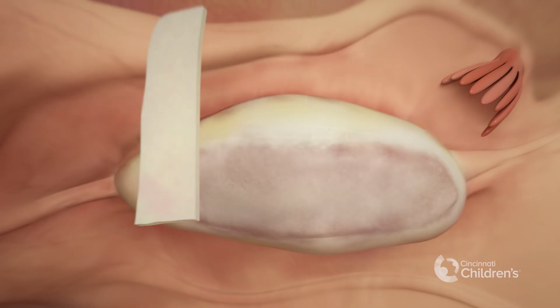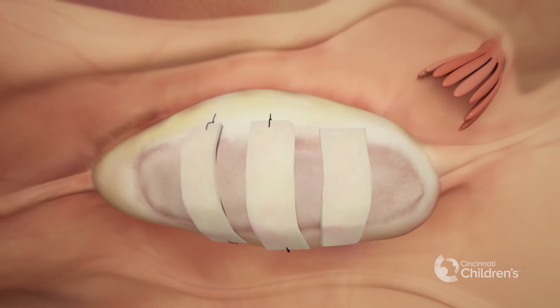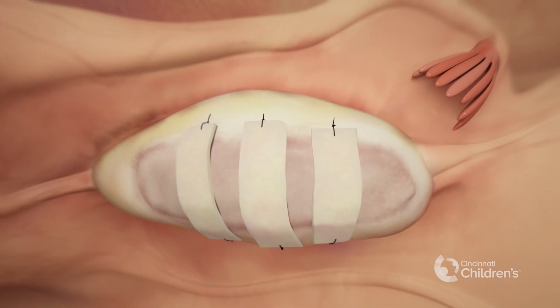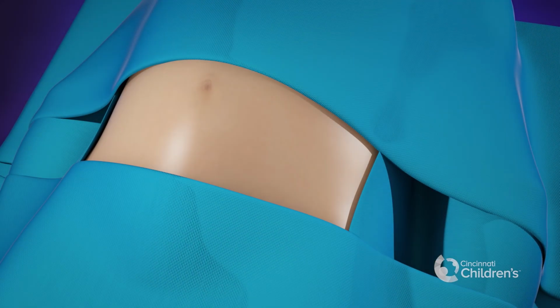Another technique involves placing the ovarian tissue strips directly on the remaining ovary and suturing the tissue in place. The size of the ovary will determine the number of strips that can be placed using this technique.